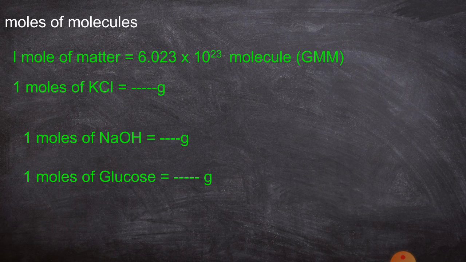So 1 mole of any matter, such as KCl, sodium hydroxide, glucose or sucrose, is equal to 6.023 × 10^23 molecules. The number of particles present in 1 mole of matter is 6.023 × 10^23. Then you have to find the gram molecular mass of sodium hydroxide and glucose.